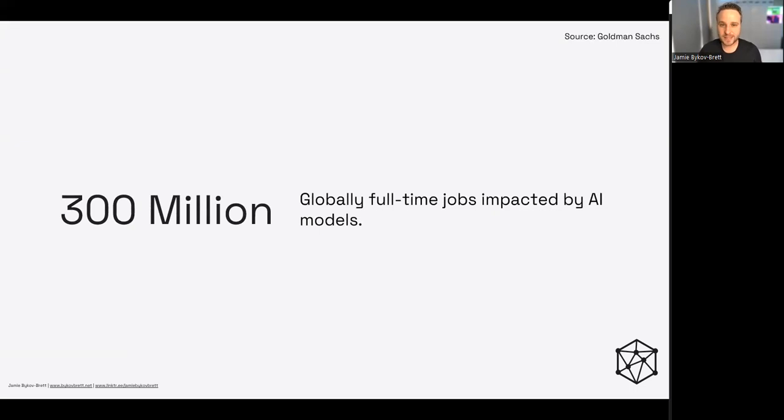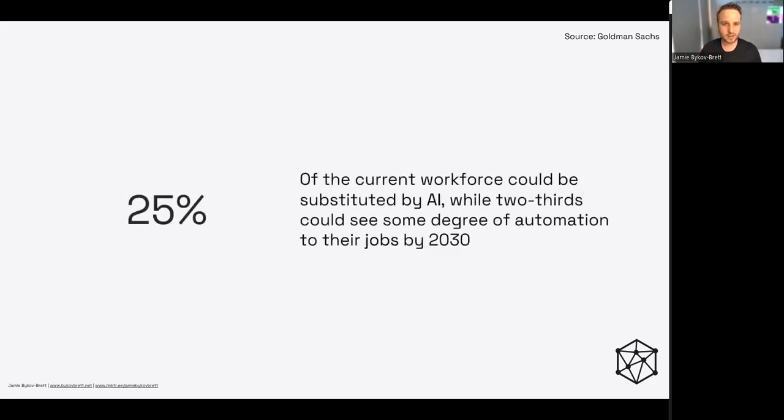In fact, it is expected that 300 million jobs are going to be impacted by AI models over the span of the next decade. And what we see is that it threatens to erode at least 40% of businesses. And the generative models that we can see there mean that 25% of people across the workforce are going to be impacted by AI, which we can see on the next slide here: 25% of the workforce could be substituted by AI, while 2/3 could see some degree of automation in their jobs by 2030.